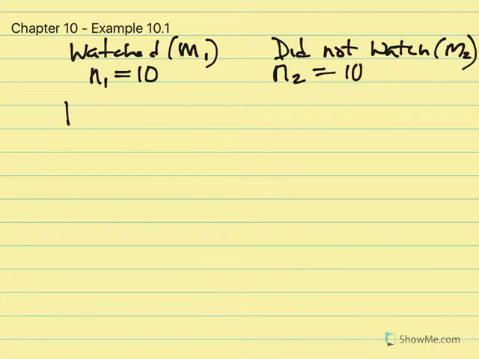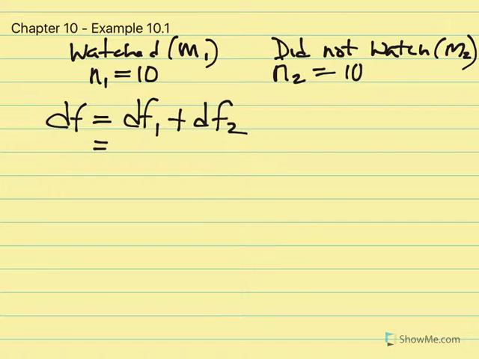So we're going to calculate the degrees of freedom. And we learned that a degrees of freedom is equal to the first degrees of freedom for our first sample, added to the degrees of freedom for our second, which is the same as saying N1 minus 1 plus N2 minus 1.